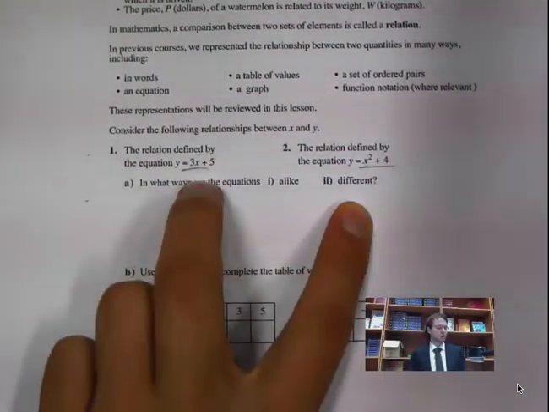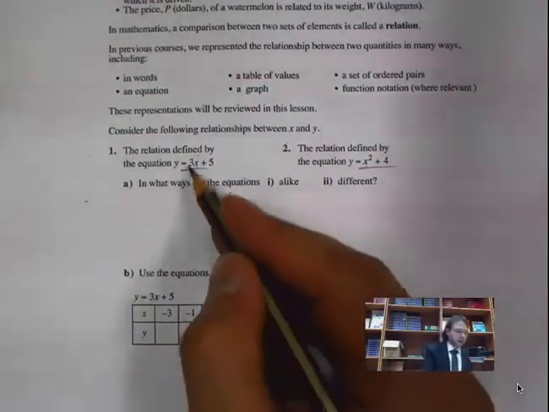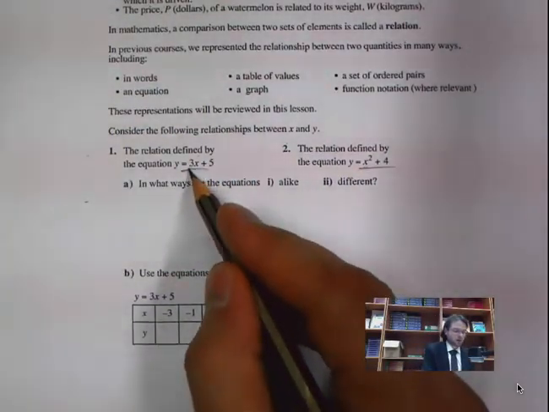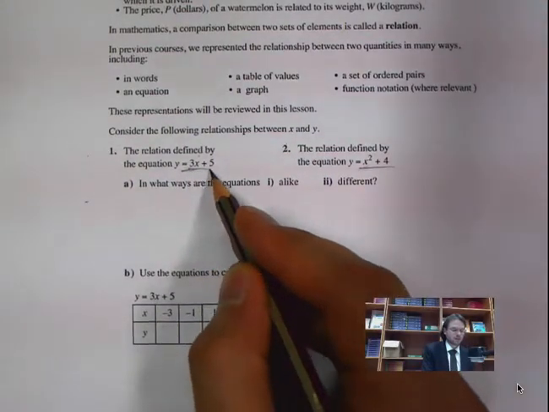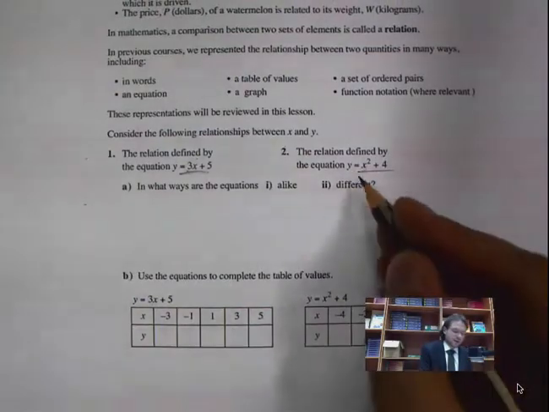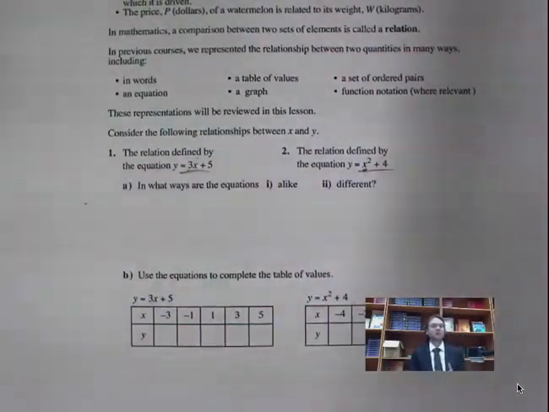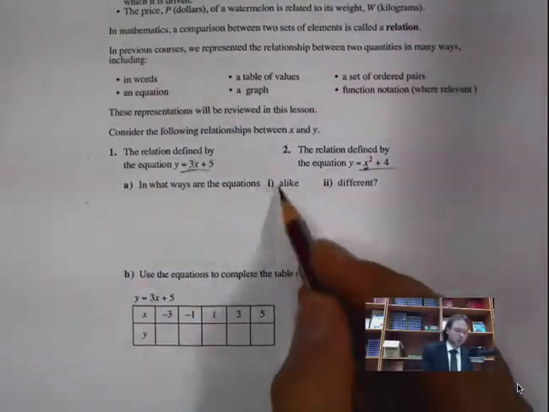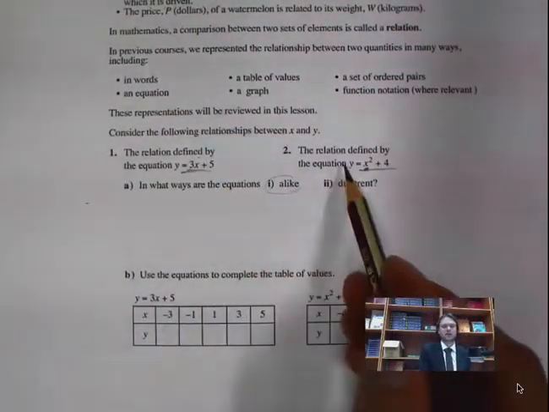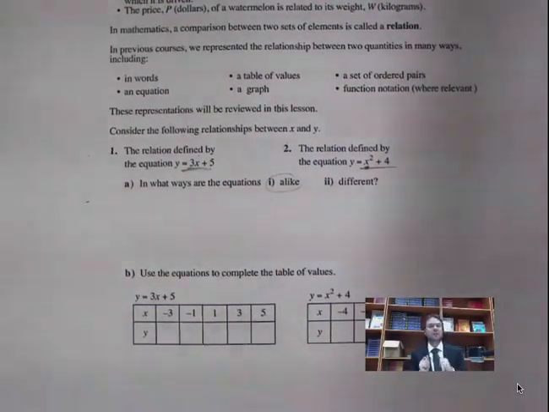Looking at these two equations, what is similar, what is different? First of all, I look at this, and this is multiplied. There's a multiplication here, 3 times x, and then plus 5. So 3 times any number we choose plus 5. I look at this one here. It is any number we choose multiplied by itself plus 4. So both of these have a multiplication and an addition. Both have multiplication, both have an addition.